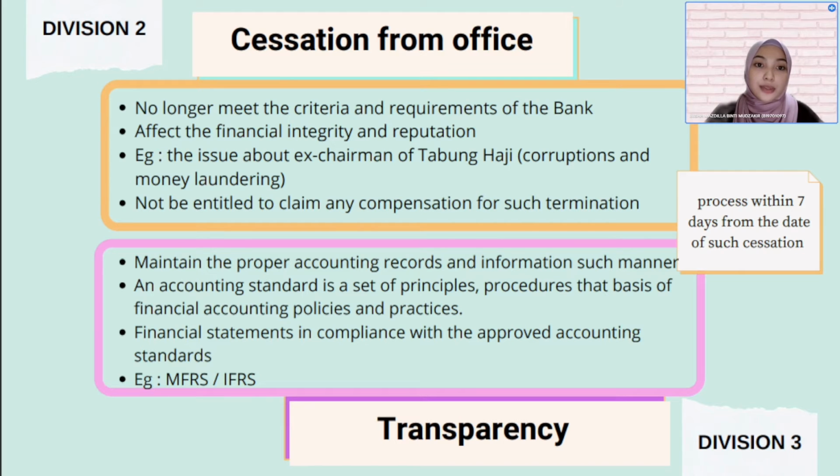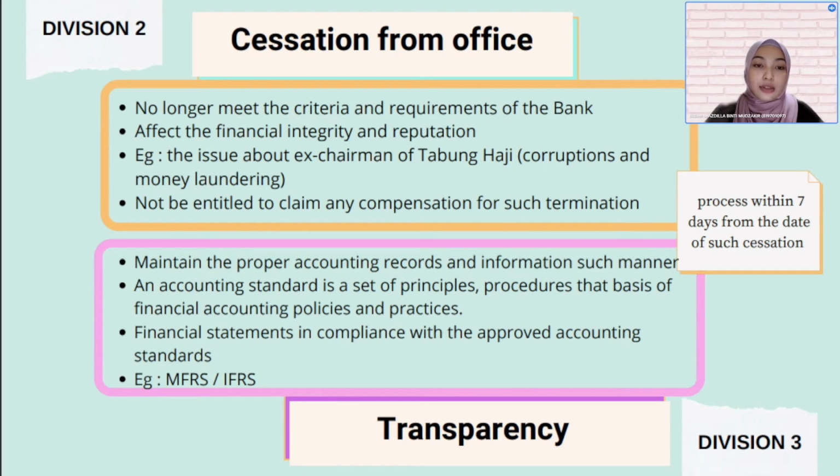Then Division 3, which is transparency requirements. Transparency is an important element in an institution, where there is access and proper disclosure of financial information, such as an institution's audited financial reports. An institution should maintain proper accounting records and information in such a manner as to enable the institution to prepare sufficient financial statements so that they can be conveniently and properly audited.